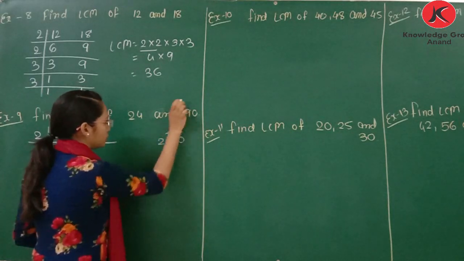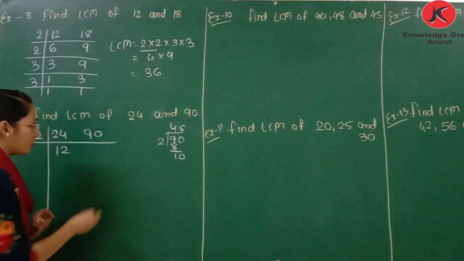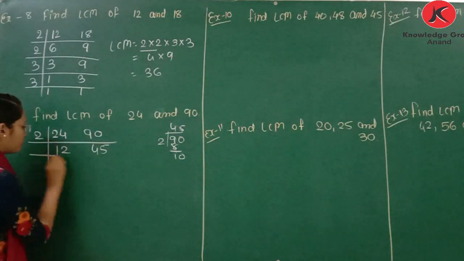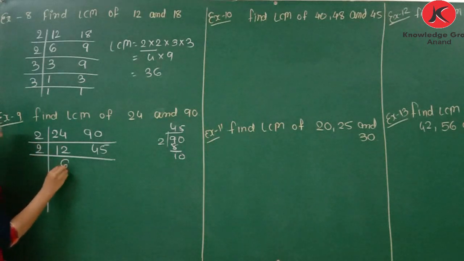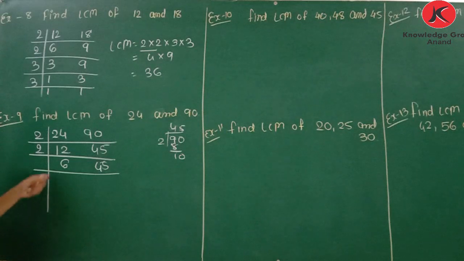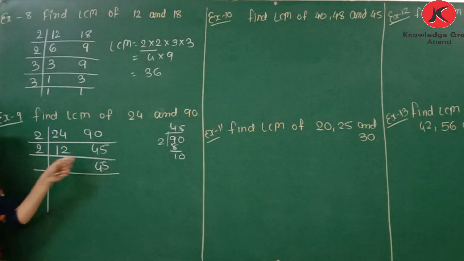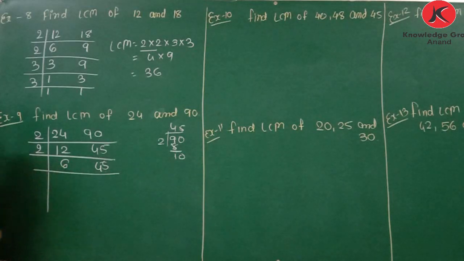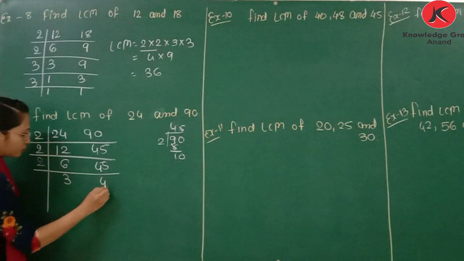2 2s are 4, 2 4s are 8, 2 5s are 10. So it is 45. Now again you can see 12 is divisible by 2. So again you need to take 2. 45 is not divisible by 2, so I write 45 as it is. Now 6 is again divisible by 2, so again take 2. 2 3s are 6.